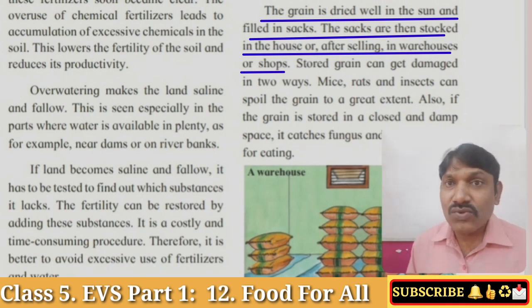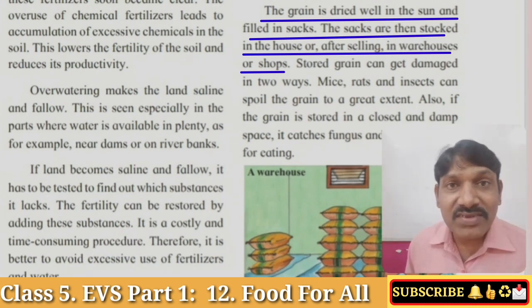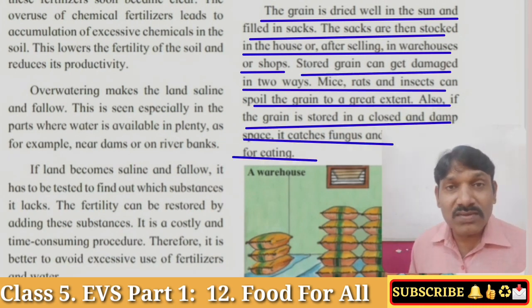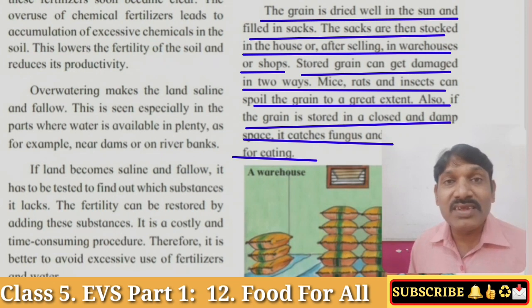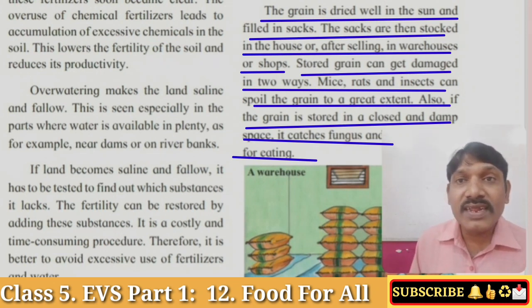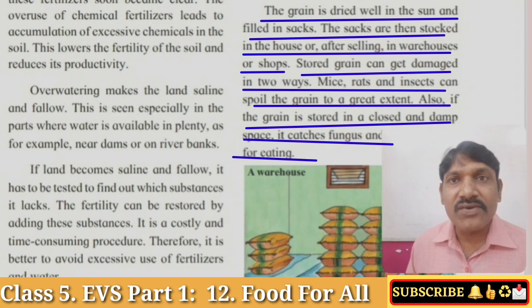Okay students, a stored grain can get damaged in two ways. After storing it, there is a possibility that the grain can be damaged, and there are two ways of damaging the stored grain. One is that mice, rats and insects can spoil the grain to a great extent. Yes students, most of the time we see that because of mice, rats and insects, the food grains get damaged. Okay students, so this is one reason.